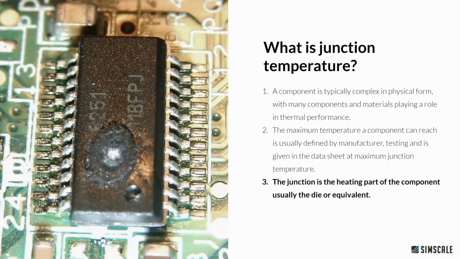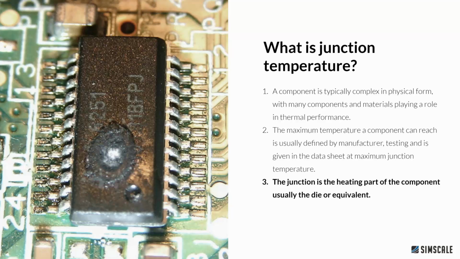I did mention junction temperatures earlier. At the moment a junction temperature to you is some sort of arbitrary point in the center of your component. But what it actually represents is the heating element within your component. In most of the components we're talking about, that's going to be possibly a die or even a point source on your die. And this is the value that you're going to be monitoring to make sure that the component isn't overheating.